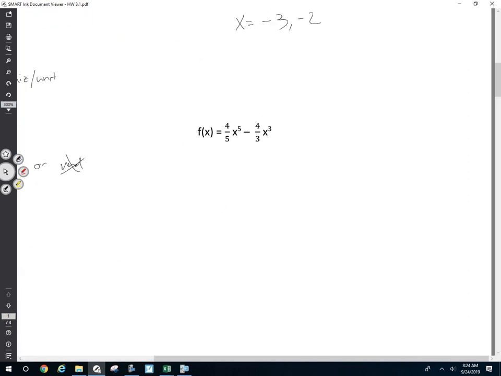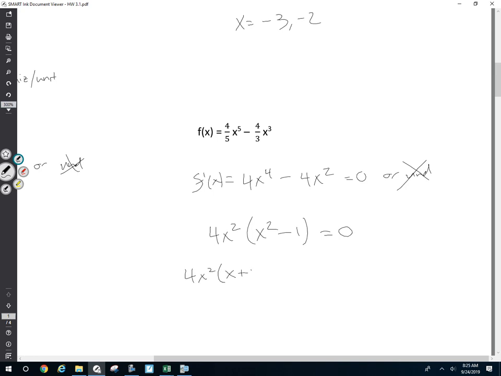Let's see, this one. 4 times 4/5 times 5 is 4. 4/3 times 3 is 4. Factor out a 4x squared. I'll get x squared minus 1. Set that equal to 0. Or see when it's undefined. Don't have to worry about that. I will be able to factor this to be x plus 1, x minus 1.